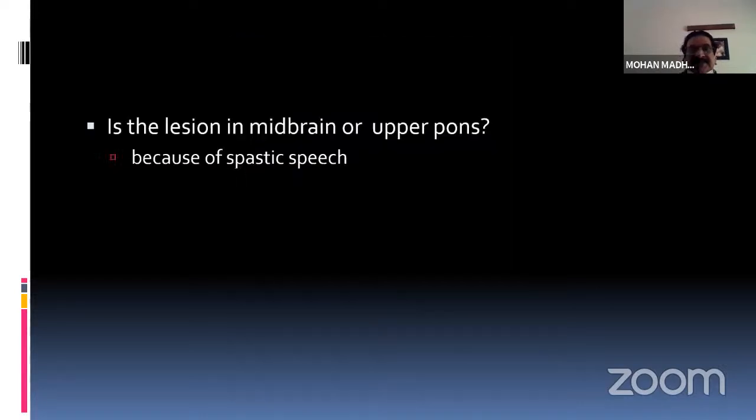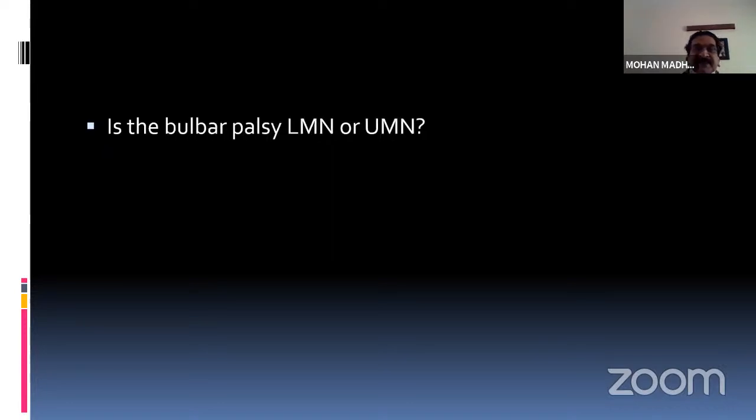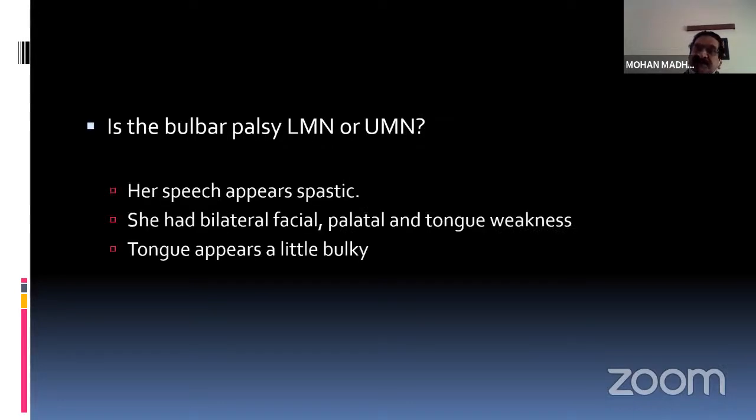Now my question is: is the lesion in the midbrain or in the upper pons, as Dr. Umar was telling, because of the spastic speech? Hemispheric lesions are ruled out. That is, is it bulbar palsy, LMN or UMN? Because what are the points favoring pseudobulbar? Her speech appears spastic. She has bilateral facial, palatal and tongue weakness, which can occur in LMN and UMN. And the tongue is slightly bulky, not the classical UMN tongue which you find. The UMN tongue is usually pointed. This is little bulky bilateral.